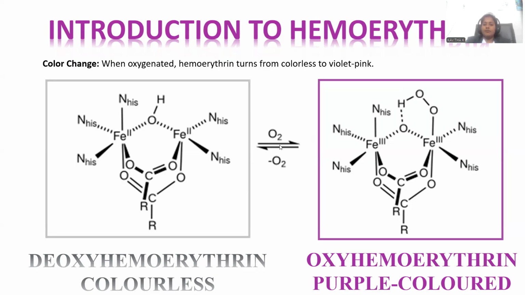Whenever oxygen is added, it gives rise to a peroxy linkage, and that intensifies the color into a purple one. Purple colored oxyhemerythrin formation is possible. These are distinctive molecules by the oxygenation. There will be a change in color. You can clearly observe the colorless complex transformed into a violet pink colored complex because of the oxygenation process.